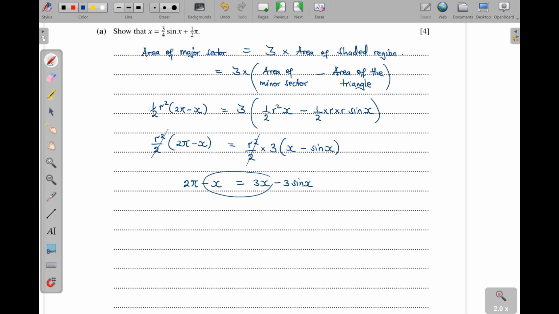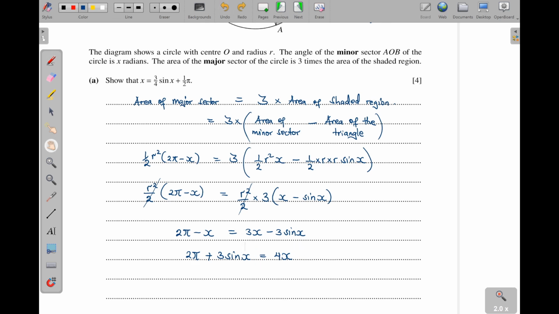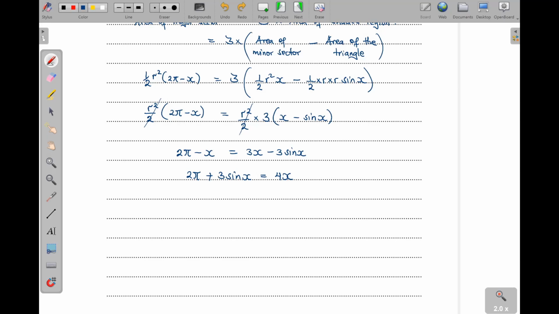So from here we can simplify this. Maybe I can have 2 pi, then when this one crosses, it will be plus 3 sine of x, which will be equal to 4x, because this one, when it crosses, it's a plus, right? Now, one of these x's is made the subject. Is it this one or this? If it is this one that is made the subject, then we shall see an arcsine, but it is not anywhere. So it is this one that has been made the subject. So therefore we divide all through by 4.